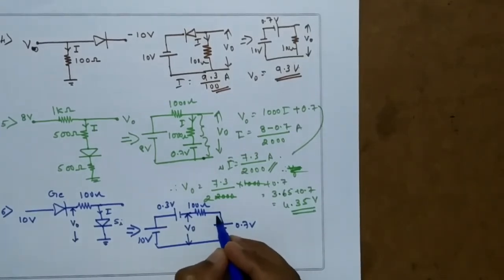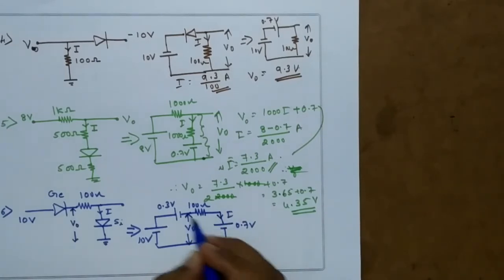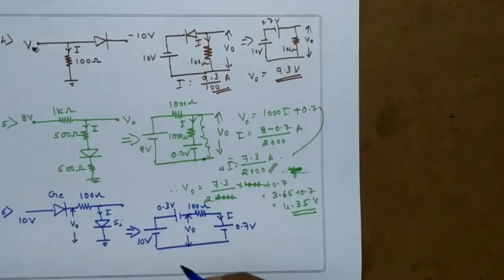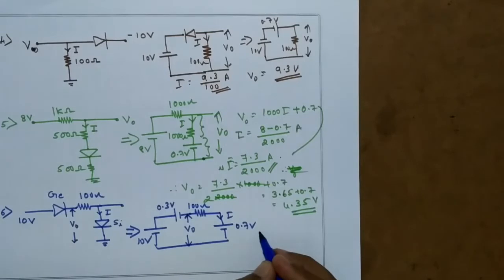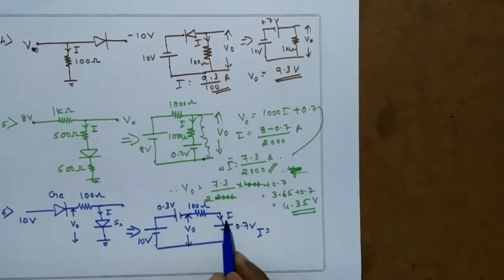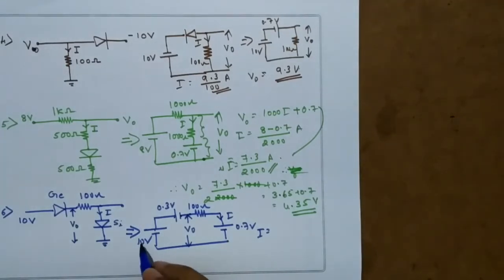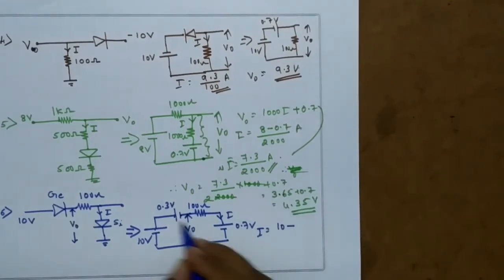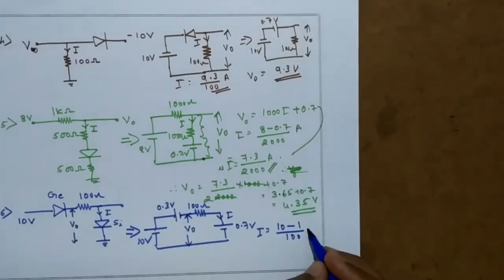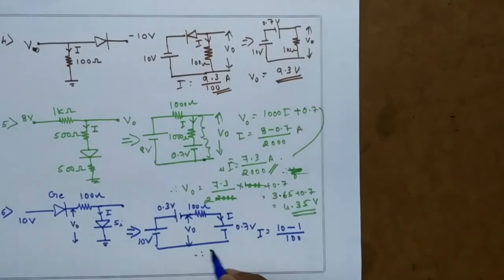and current I. Current I means current flowing through 100 ohm resistor. So how you calculate the current? Current I is equal to V by R. Since there is only one loop, you simply apply KVL. So here positive and positive are connected. So these will get subtracted. Here positive and negative and positive are connected. So those will get added up. So this is totally 10 minus 1 volt divided by total resistance. So this is 100. So this is equal to 9 by 100. Therefore, I is equal to 9 by 100 ampere.